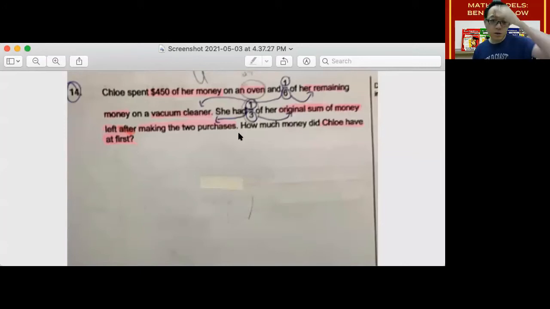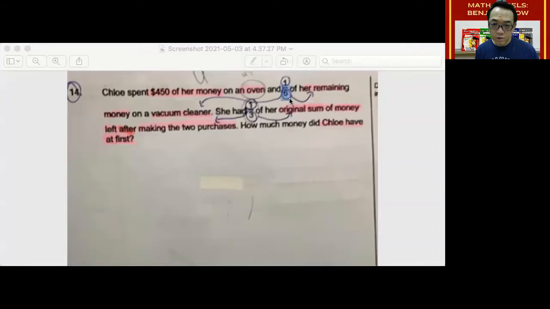Chloe spent $450 of her money on an oven and 1/6 of the remaining on a vacuum cleaner. So as you can see here, the 6 is referring to the remaining money, and the 1 is referring to the vacuum cleaner. After she buys the oven and the vacuum cleaner, she will have 1/3 of her original sum of money left. So 3 is the original sum of money and 1 is the money left. Then how much money did Chloe have at first? So the keyword here is at first.